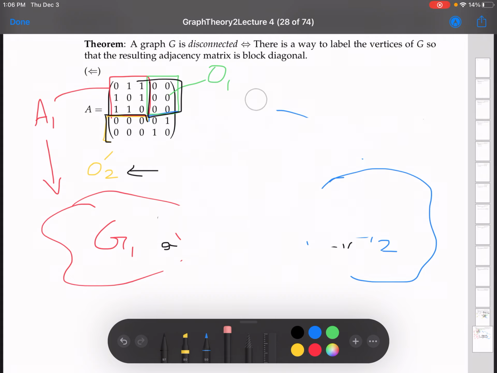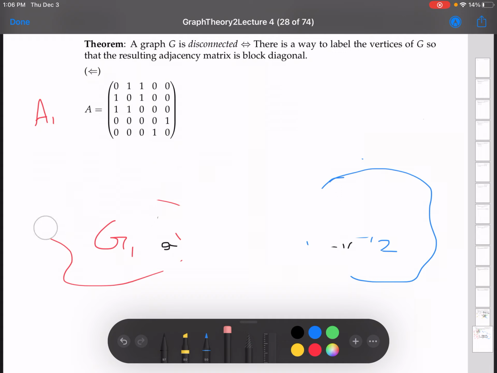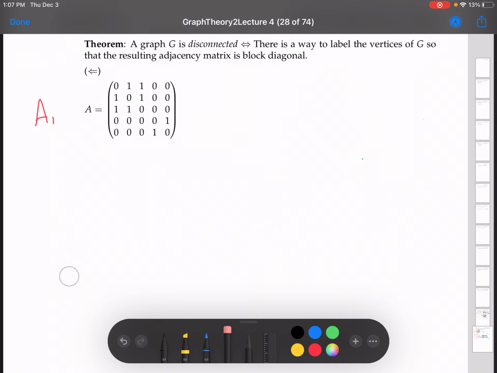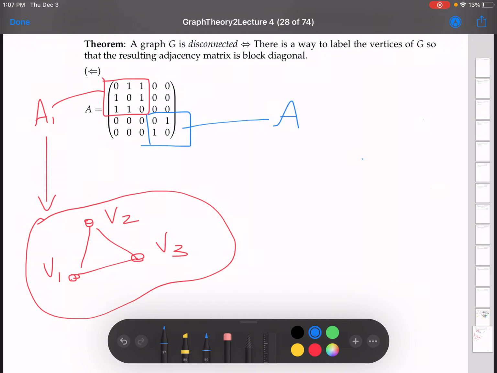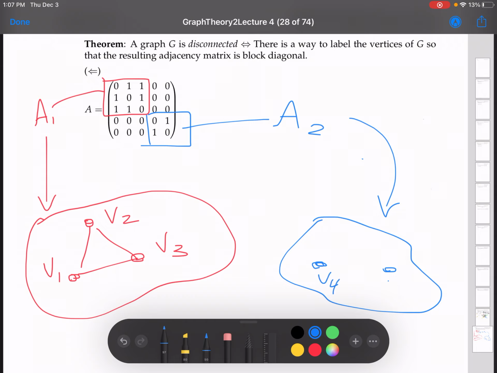And now we can actually draw this thing. For this example, let's say this was A1. Let's see, we got V1, V2, V3. See, 1 goes to 2 and 3, 2 goes to 1 and 3, 3 goes to 1 and 2. So that's that thing. And that's that one. And you can see that, in fact, with this example, the theorem is true.